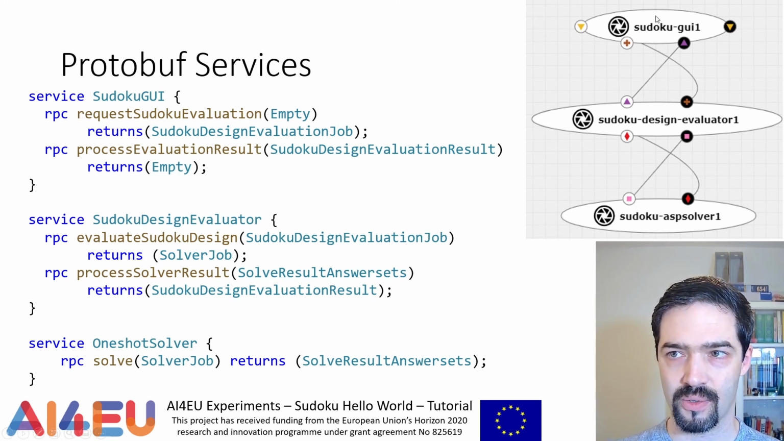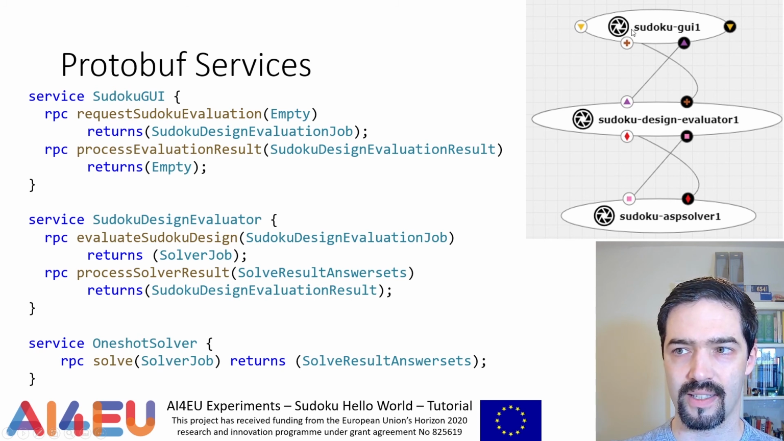We have the user interface, which is connected downwards. The Sudoku design evaluator is connected again downwards, and the ASP solver is connected upwards, and the design evaluator is again connected upwards to the graphical user interface.